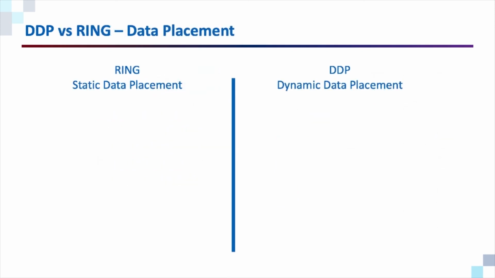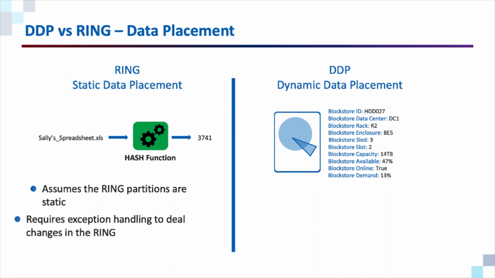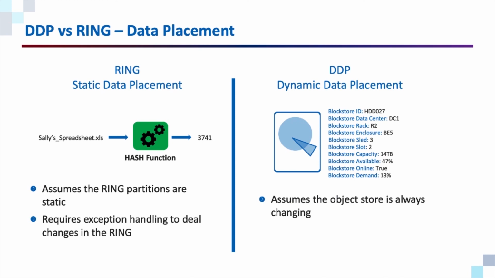So let's contrast DDP with Ring. Ring, which is a static data placement algorithm, assigns storage locations by hashing a file name. DDP uses block store attributes to determine the most ideal location for a file. Ring assumes the partitions are static, and it requires exception handling to deal with changes in the ring. Where DDP assumes the object store is always changing, and changes in the cluster have no effect on data placement.